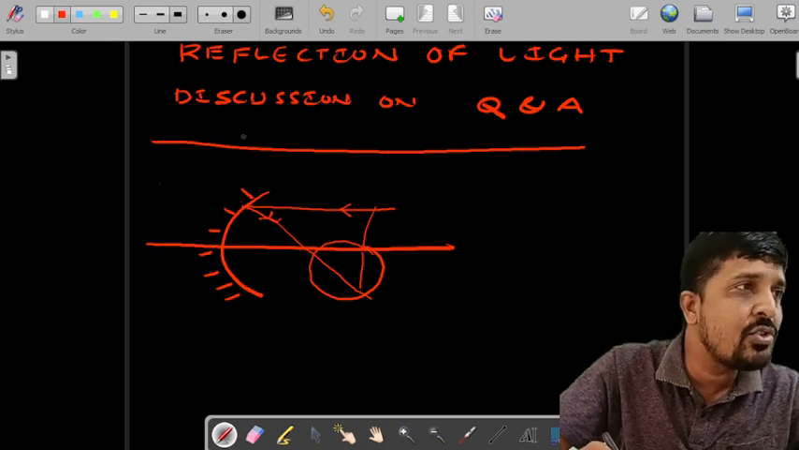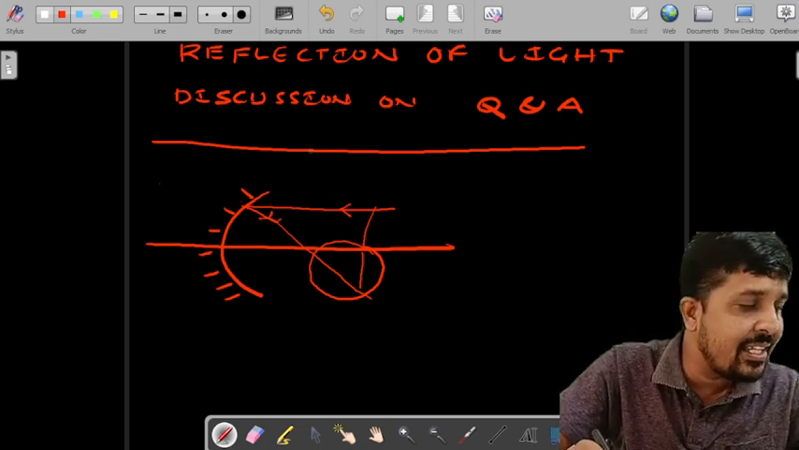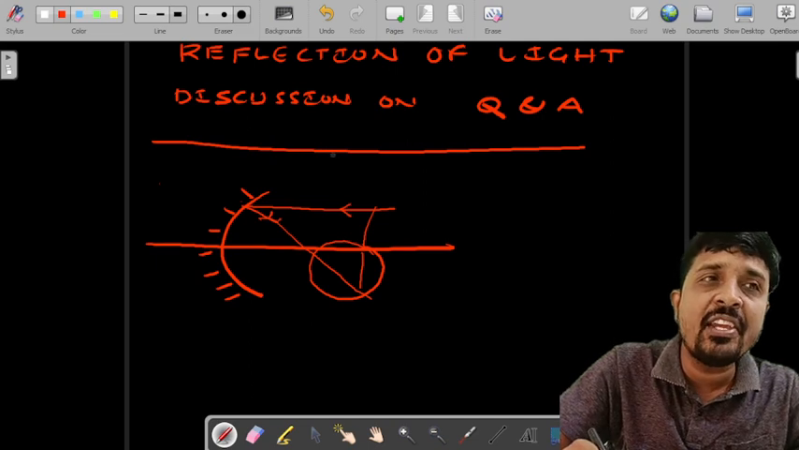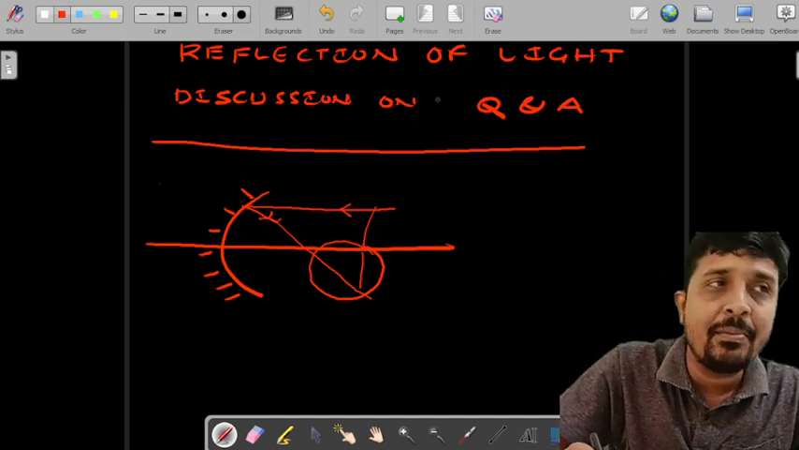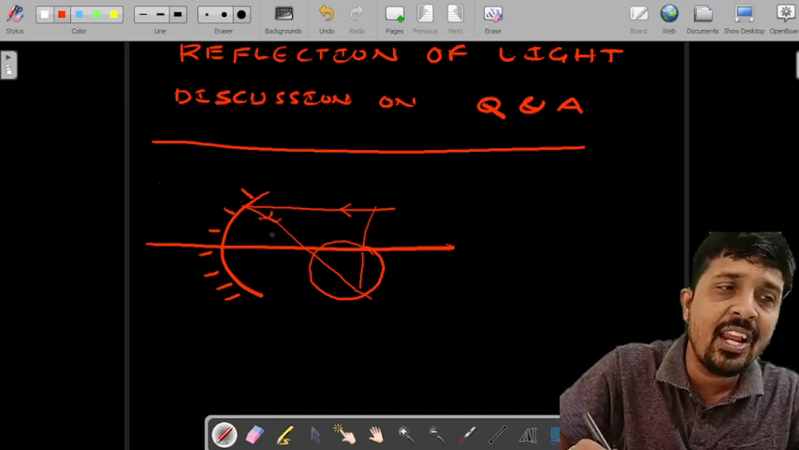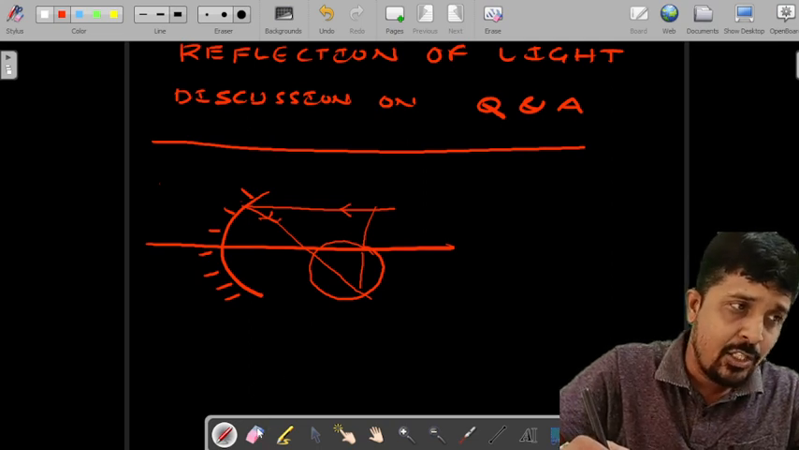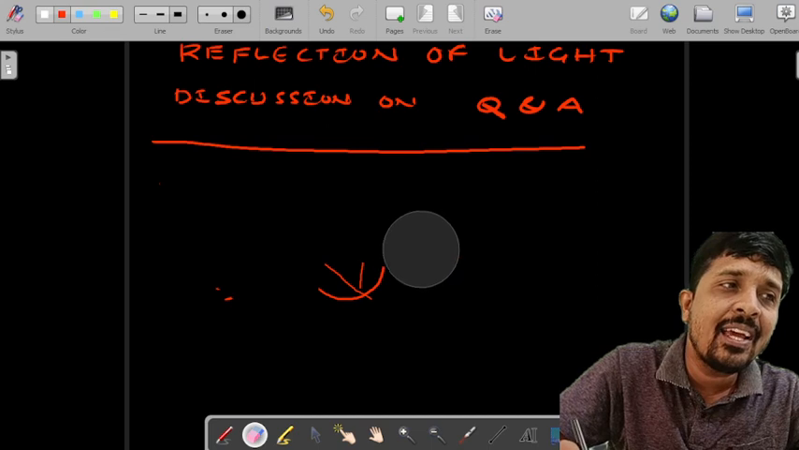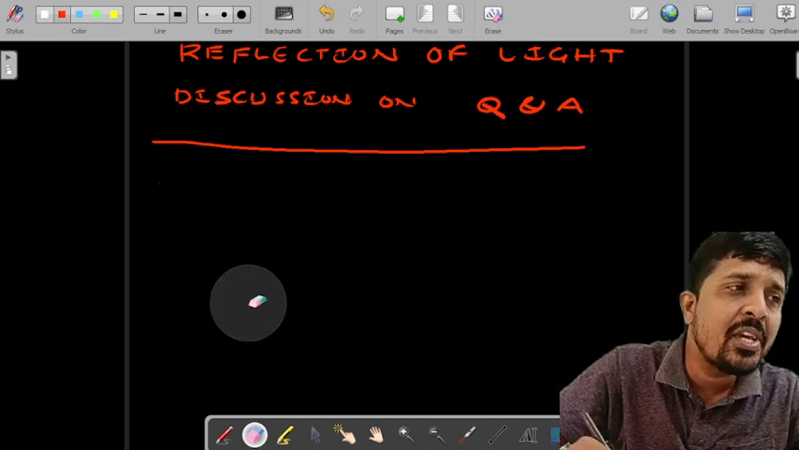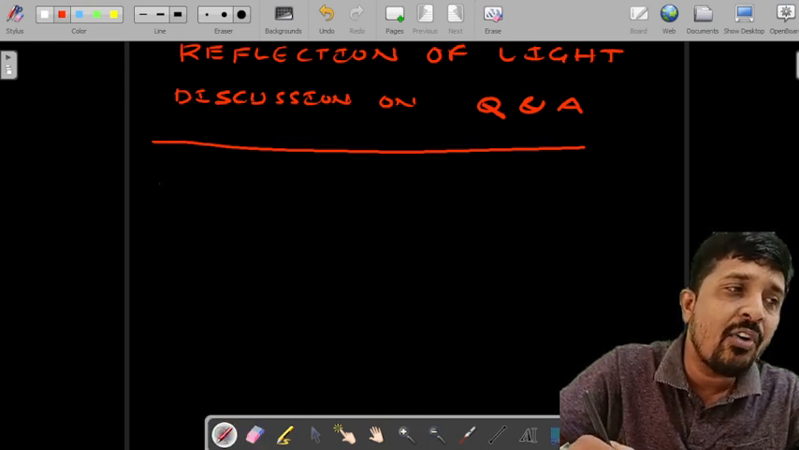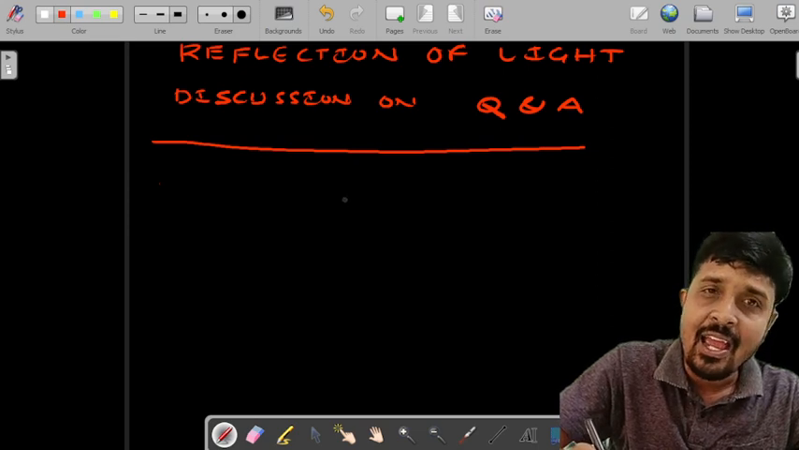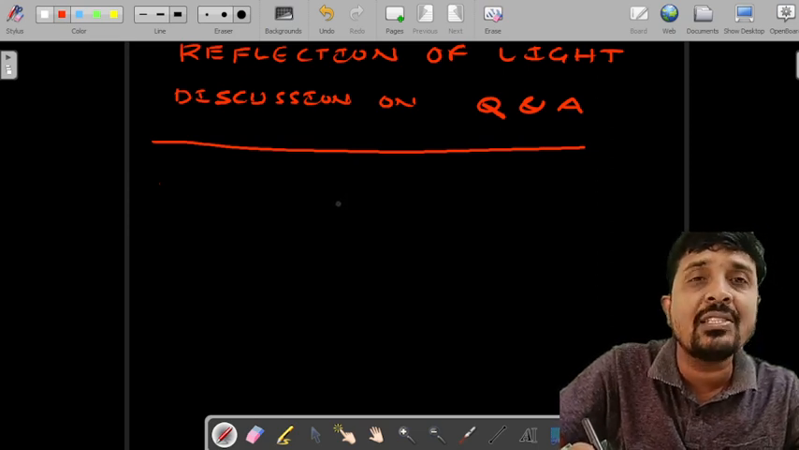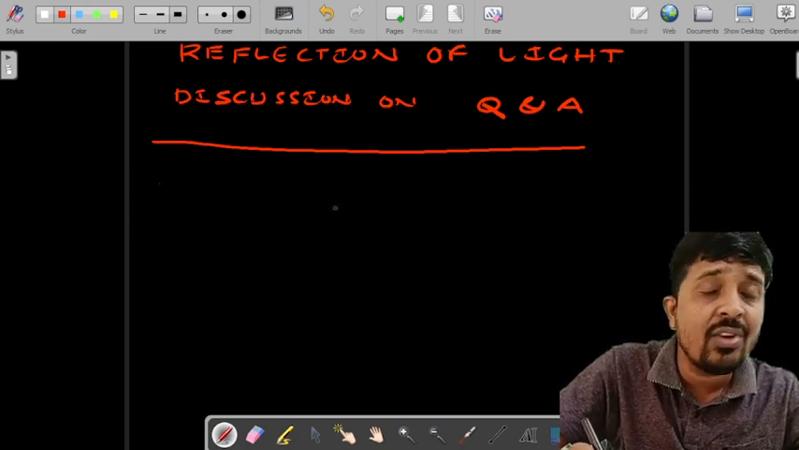Now we are going to shift to the next question, that is, distinguish between real image and virtual image. First of all, let me tell you what a real image is. The image which can be caught on the screen is what we call a real image, and the image which cannot be caught on the screen is called a virtual image.